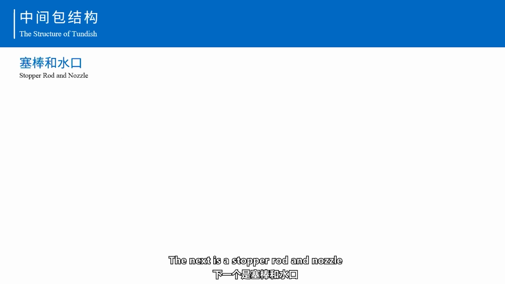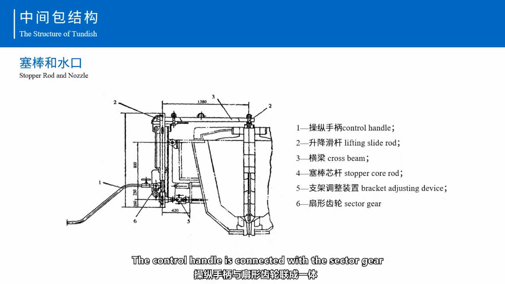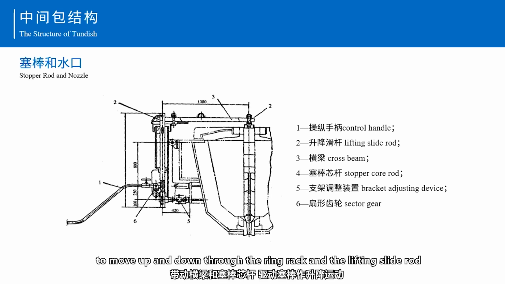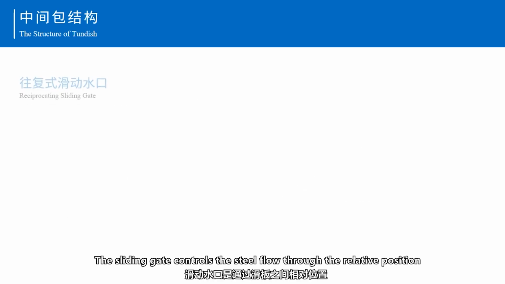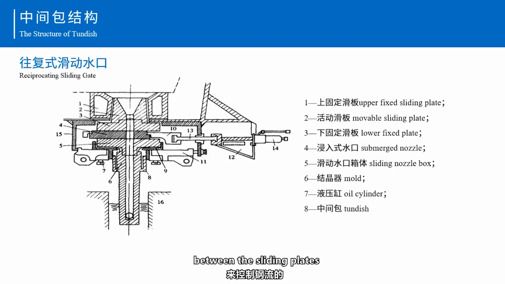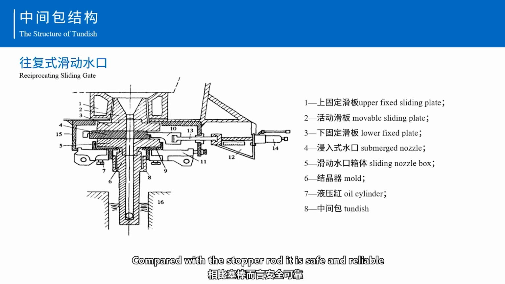The next is the stopper rod and nozzle. The control handle is connected with the sector gear, which drives the crossbeam and stopper core rod to move up and down through the frame and the lifting slide rod. The sliding gate controls the steel flow through the relative position between the sliding plates. Compared with the stopper rod, it is safe and reliable, can accurately control the steel flow, and is conducive to automation.